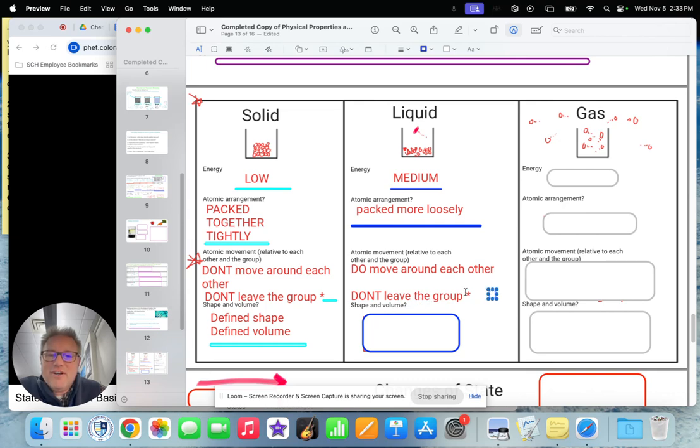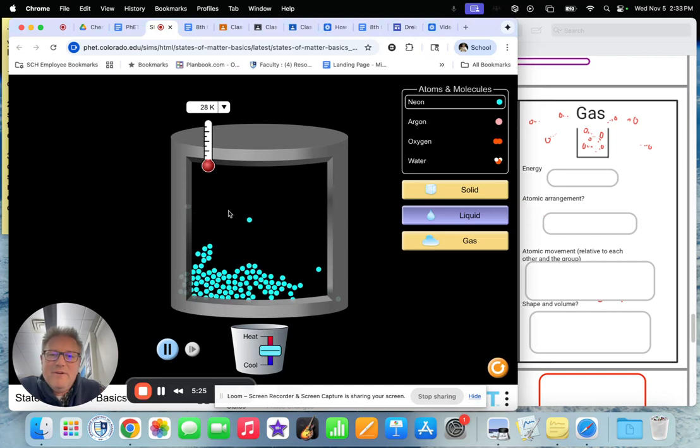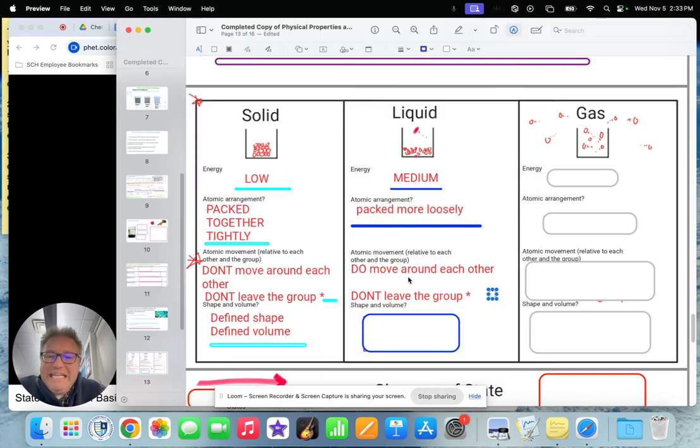Now, there's a little star next to that because, wait a minute, one or two did seem to leave the group. We'll come back to those in a little bit. But in general, in a liquid, the particles don't leave the group. They stay in their group.